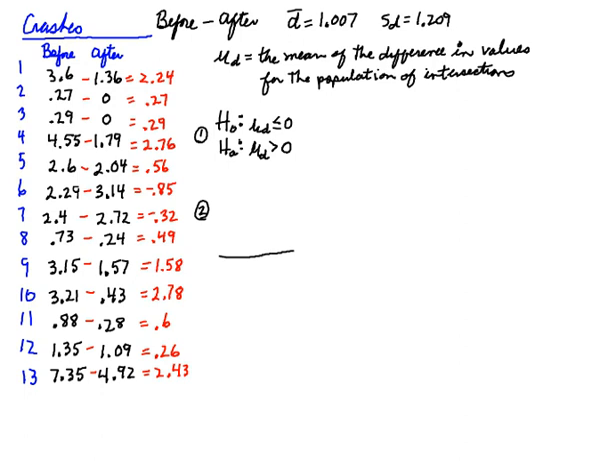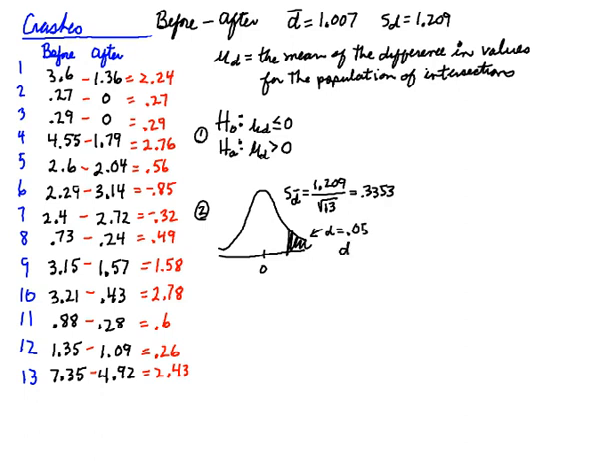Step 2 would be my sampling distribution. I'm testing against 0. My standard error would be the 1.209 standard deviation, and that's from the sample of the differences. My sample size is 13, so I get 0.3353 is my standard error. This is an upper tail test. Alpha is equal to 0.05.